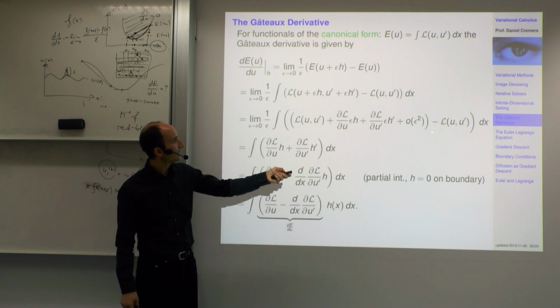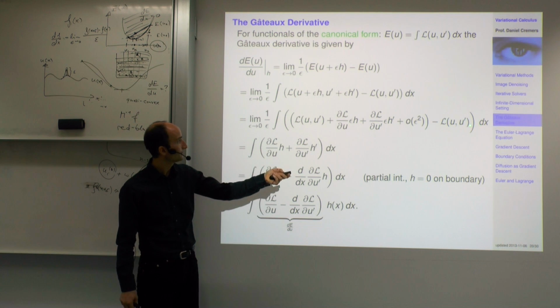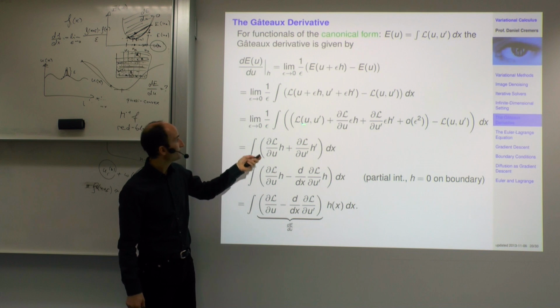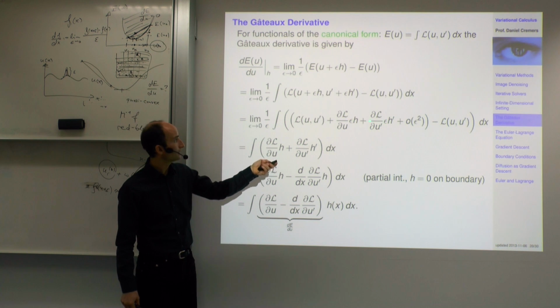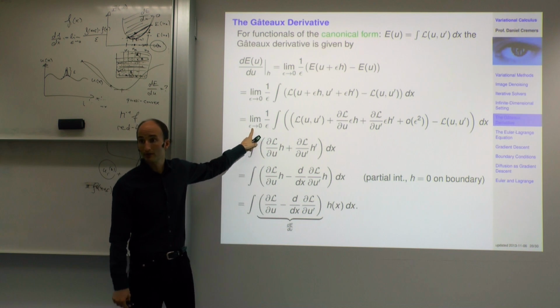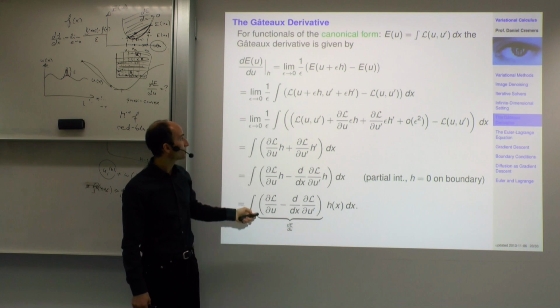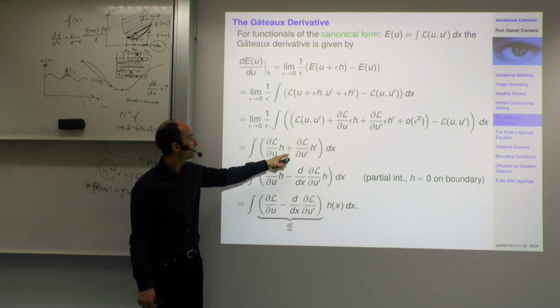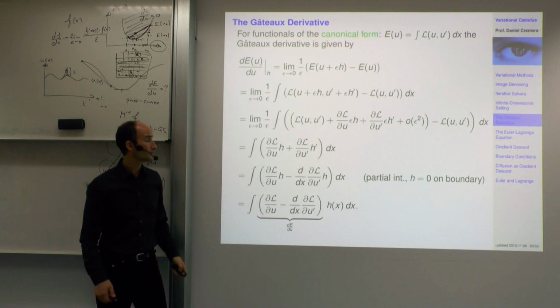And then as you see, the L cancels out, right? And then if we divide by epsilon, the epsilon here disappears, and here we get a term of order epsilon which goes to 0 in the limit. And so all that remains is the dL by du times h plus the dL by du prime times h prime.